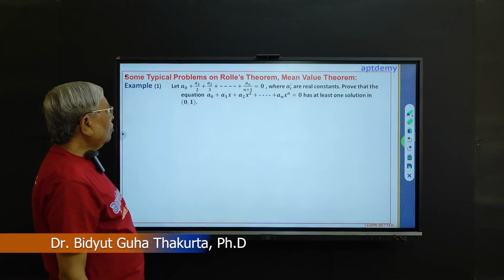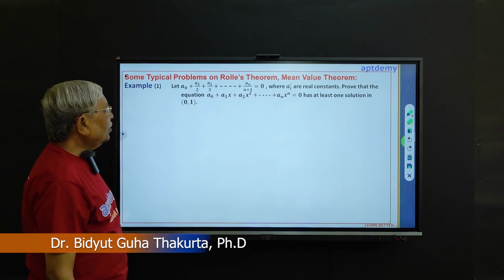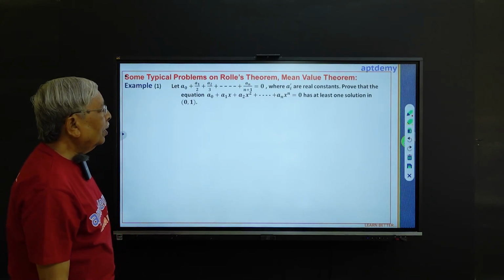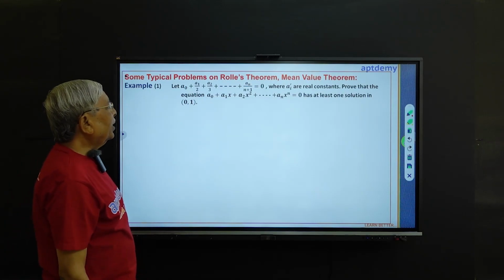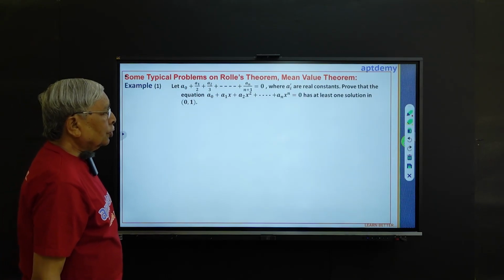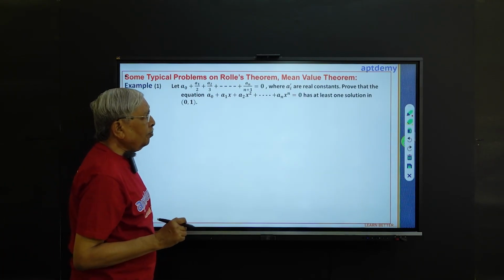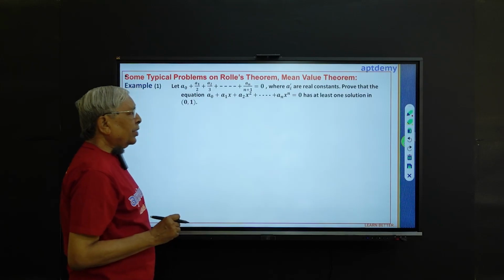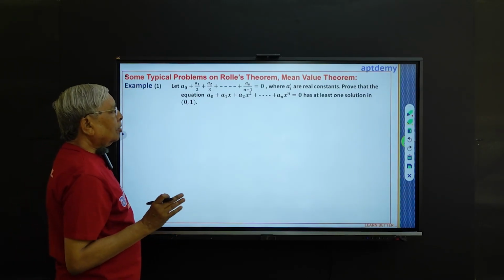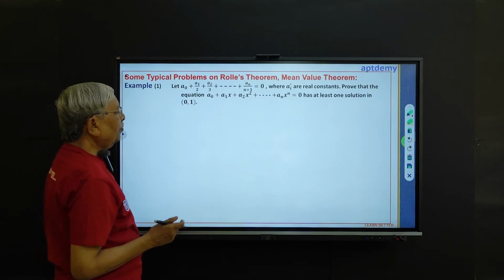Today we shall work out some typical problems on Rolle's theorem and mean value theorem. The first problem I am taking is an application of Rolle's theorem. To work out this problem, first we state what we mean by Rolle's theorem. What are the conditions of Rolle's theorem?